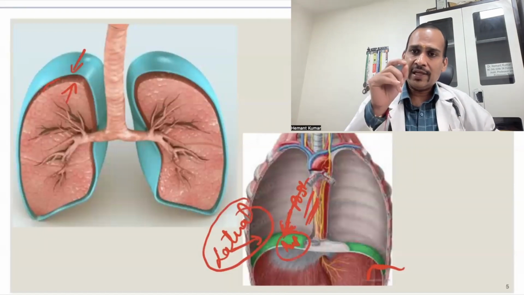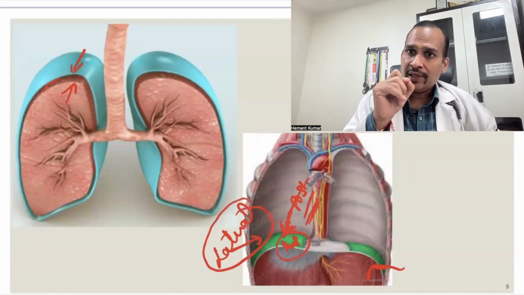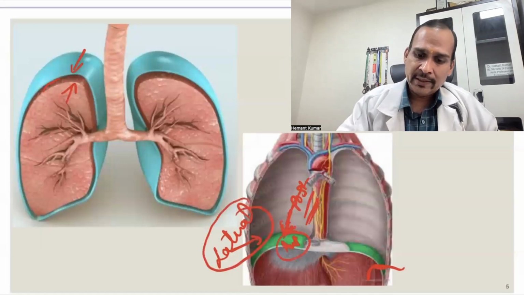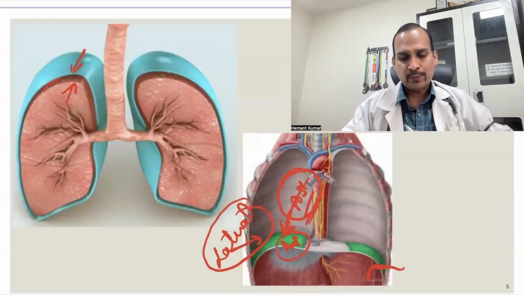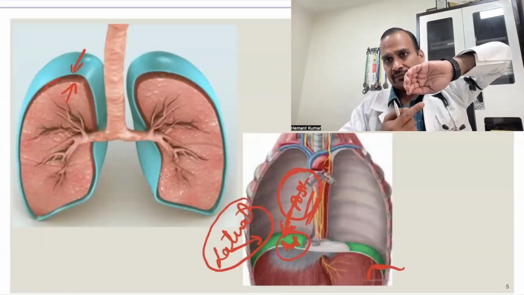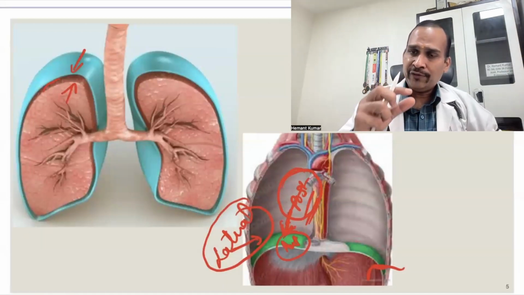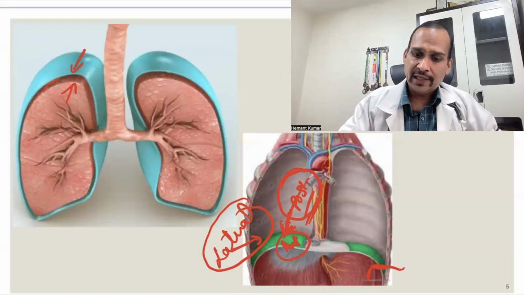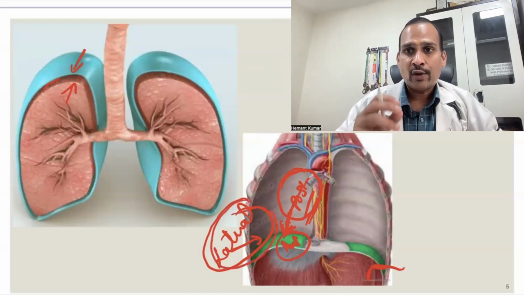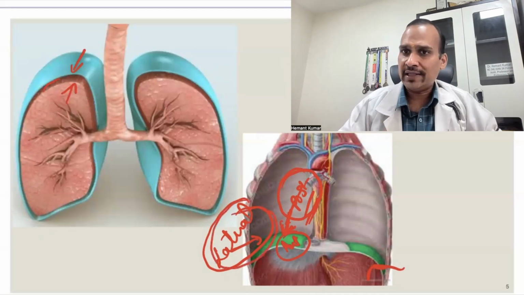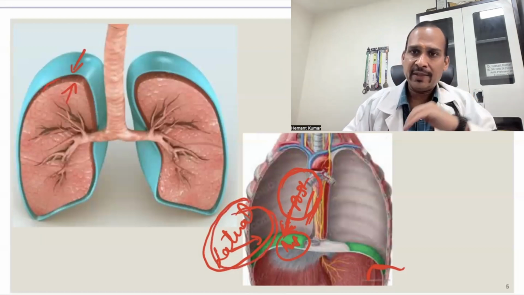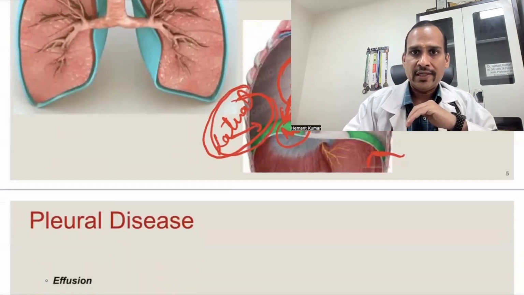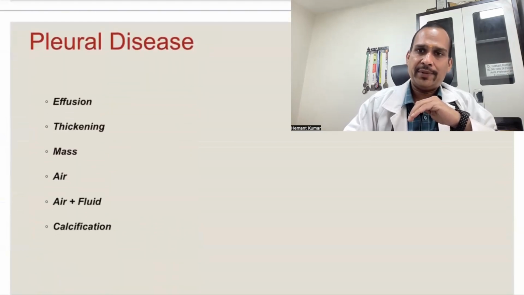So if there is a little fluid, where will it accumulate? In the posterior recess or posterior side of the pleural cavity, because the posterior side is the deepest one. If pleural effusion is more, then it will accumulate in the lateral side, that is the costophrenic angle, CP angle. If pleural effusion is more than that, then we can appreciate it in the anterior part of the pleura. So this is the 3D diagram of the pleural cavity.